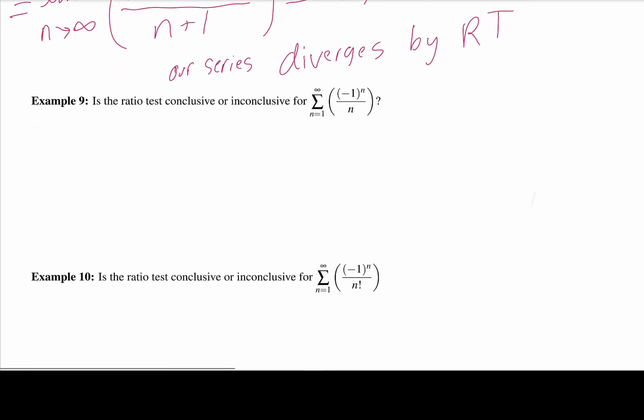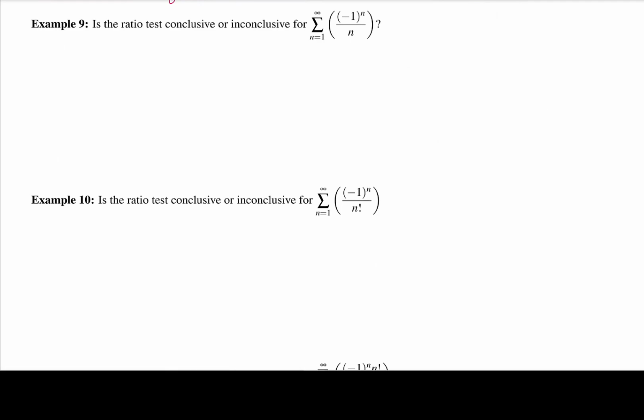And so for our next few examples, we're just going to be looking at, is the ratio test conclusive or inconclusive? Meaning, what this really says is when we calculate this limit that we've been calculating, is it equal to 1 or is it not equal to 1? If it's equal to 1, then we say that the ratio test is inconclusive. If it's not equal to 1, then we're getting that it's either divergent or absolutely convergent, which means that the ratio test is conclusive.